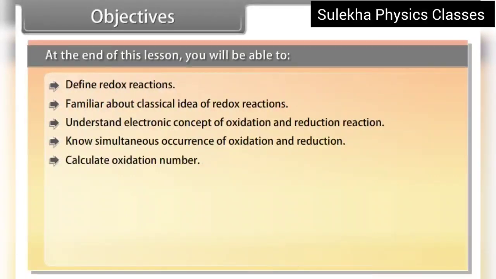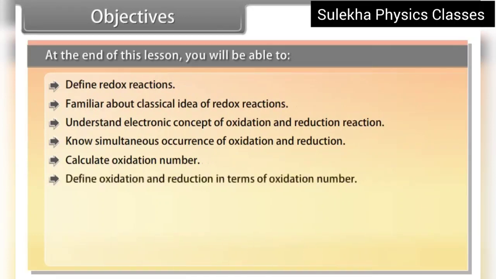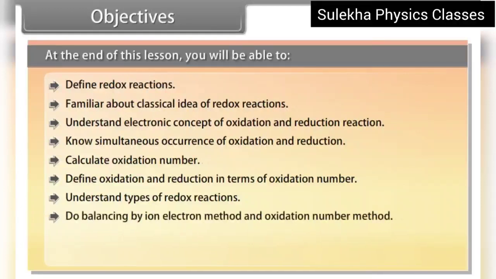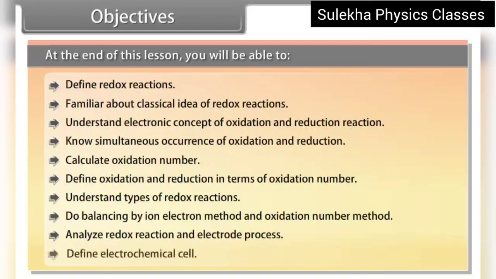Calculate oxidation number. Define oxidation and reduction in terms of oxidation number. Understand types of redox reactions. Do balancing by ion-electron method and oxidation number method. Analyze redox reaction and electrode process. Define electrochemical cell.